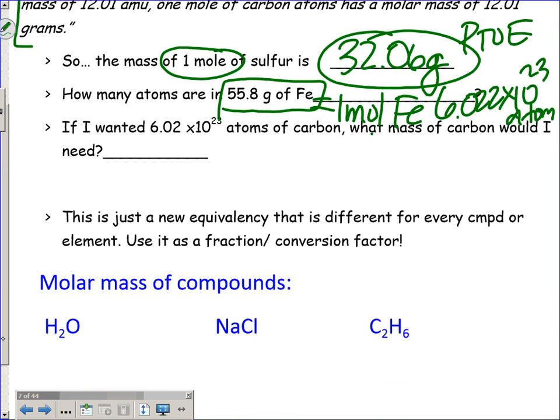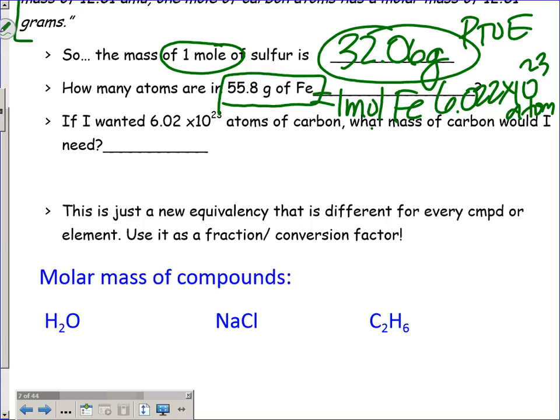Okay, so lastly, if I wanted 6.02 times 10 to the 23rd atoms of carbon, what mass of carbon would I need? You shouldn't be looking at me. Where should you be looking? 12.01, where are you seeing that information? Periodic table of elements, okay?